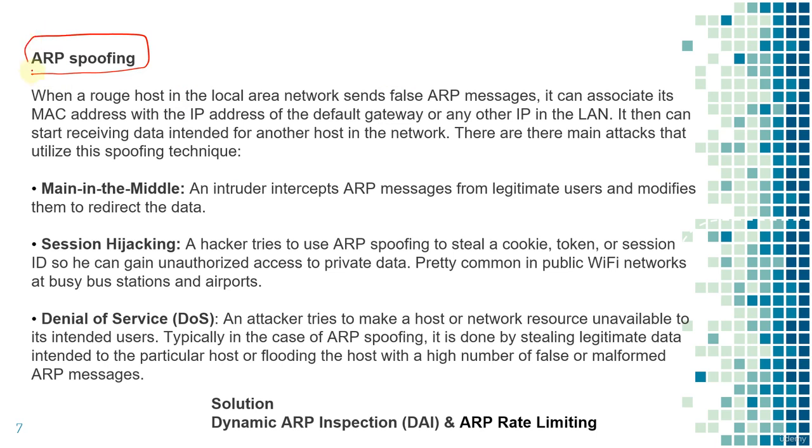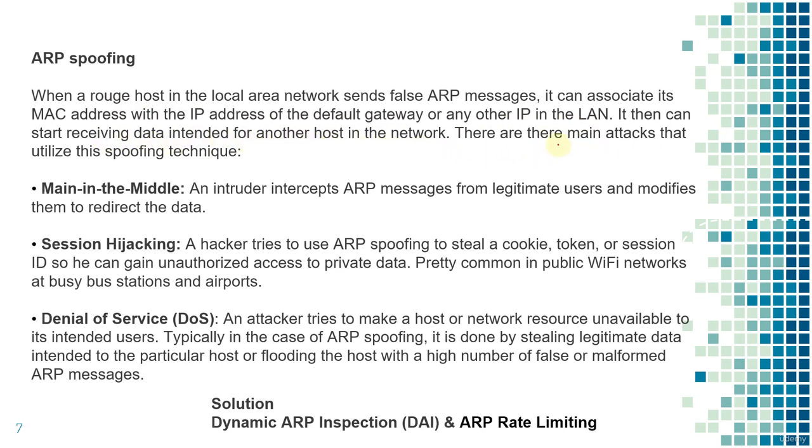So you can spoof the ARP, and on the basis of that, many other techniques become possible, such as the man in the middle attack. With the help of ARP spoofing, you can do session hijacking, and then you can do denial of service. So what are these? When a rogue host in the local network sends a false ARP message, it can associate its MAC address with the IP address of the default gateway or any other IP in the LAN. It can then receive the data intended for another host in the network.